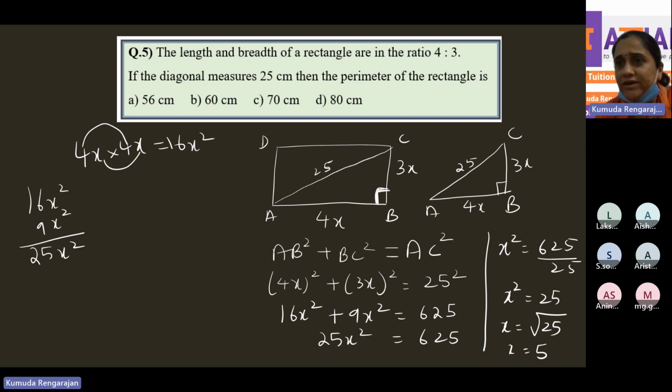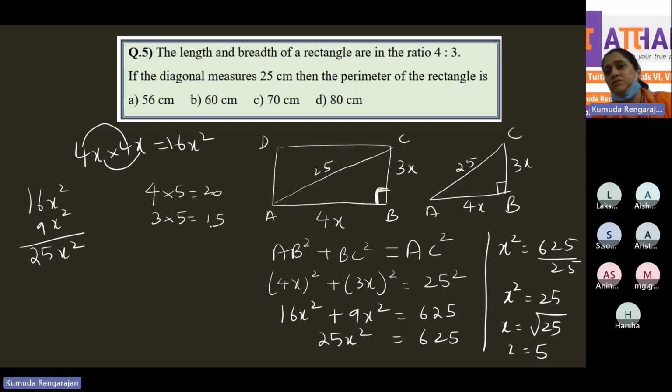So now we got the value of x. Now find the length and breadth. What is the length? 4x. 4 into 5, 20. And what's the breadth? 3 into 5, 15. Now find the perimeter. What's the formula to find the perimeter? 2 into L plus B. So 2 into 20 plus 15. 35 into 2, 70.